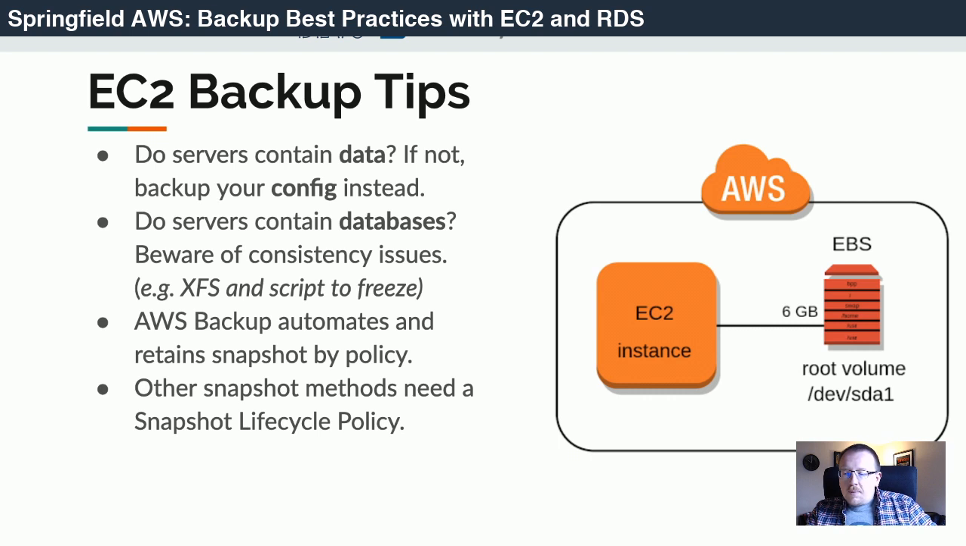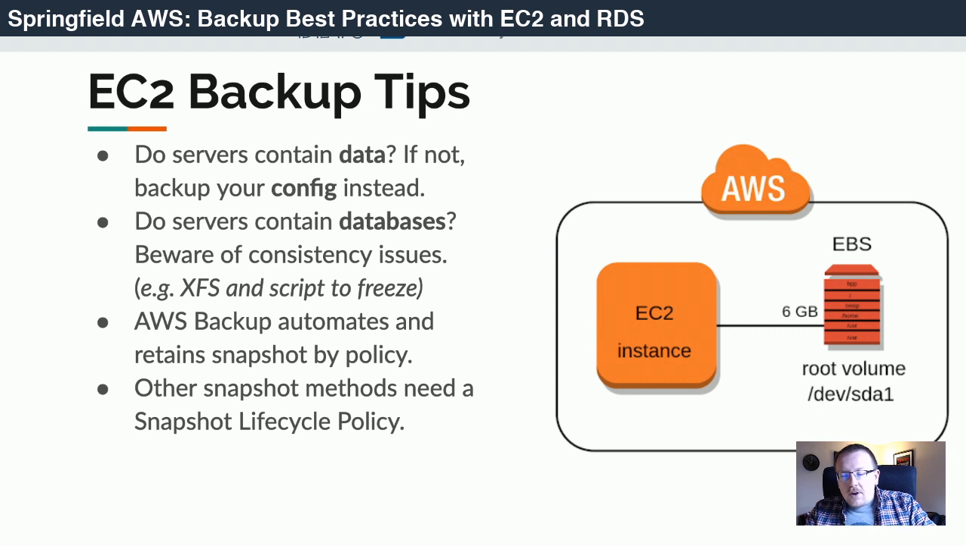So just a little bit of a recap with EC2 backups. If your servers do not contain data, I'd recommend focusing on backing up your configuration instead so that you can rebuild those servers without necessarily restoring snapshots. I mean, ideally you're constantly updating those servers and updating the images anyway, so trying to maintain snapshots of an old server state, in my mind, doesn't make sense if the server doesn't contain persistent data or user data.